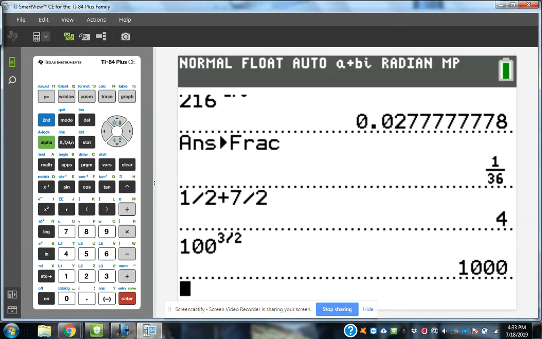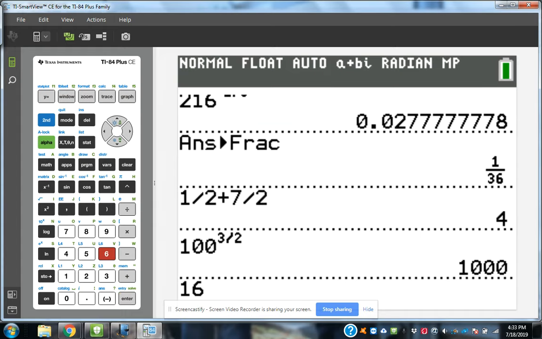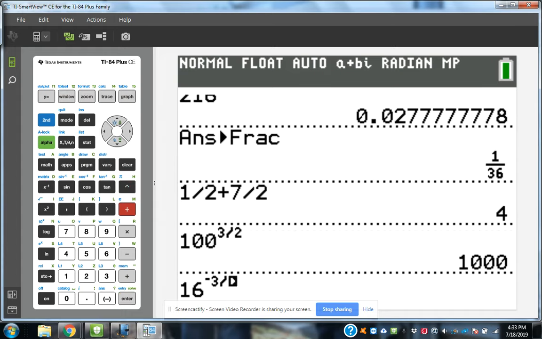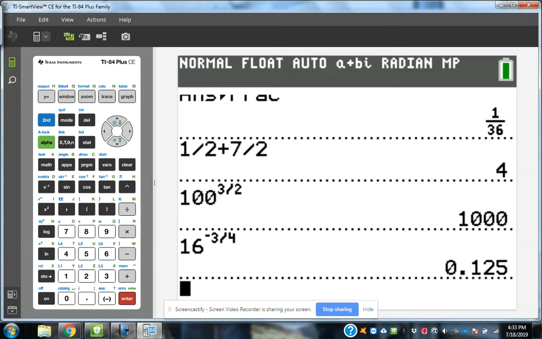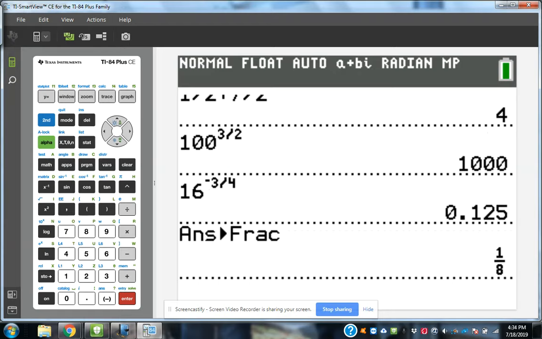I get 1,000. That's nice. That's a good number. It's not a decimal. So this turns into 1,000. And then if I did 16 to the negative 3/4, that negative exponent tells me there might be a fraction involved. So after I type that in, 16 raised to the negative 3/4, it gave me a decimal. And if I hit math, enter, I think that one's going to turn into a fraction. It does. It turns into 1 over 8.